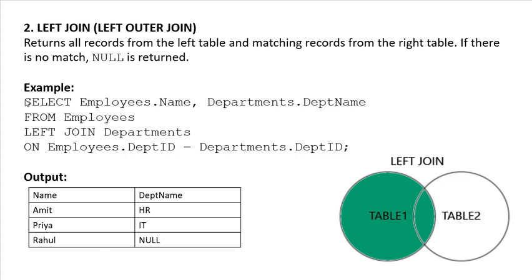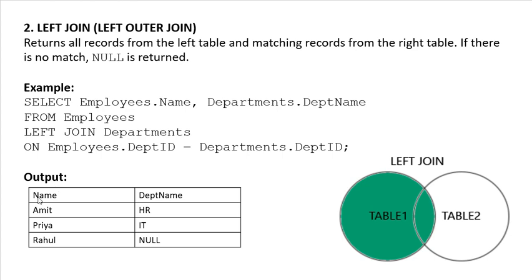Let's check an example: SELECT employee.name and department.department_name FROM employee LEFT JOIN department ON employee.department_id equals department.department_id, and the semicolon is used with the left join.